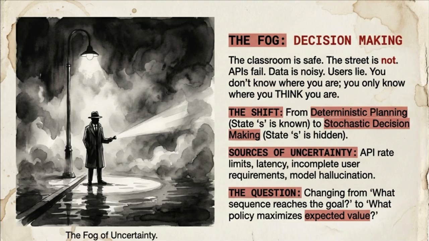There are many sources of uncertainty, including API rate limits and network latency and incomplete user requirements and model hallucinations. The agent changes from asking what sequence reaches the goal to asking what policy maximizes the expected value. We are no longer looking for a perfect static path, but for a resilient strategy that can handle unexpected obstacles and noise. This mindset shift is critical for building agents that can survive in production environments where things rarely go exactly according to the plan.